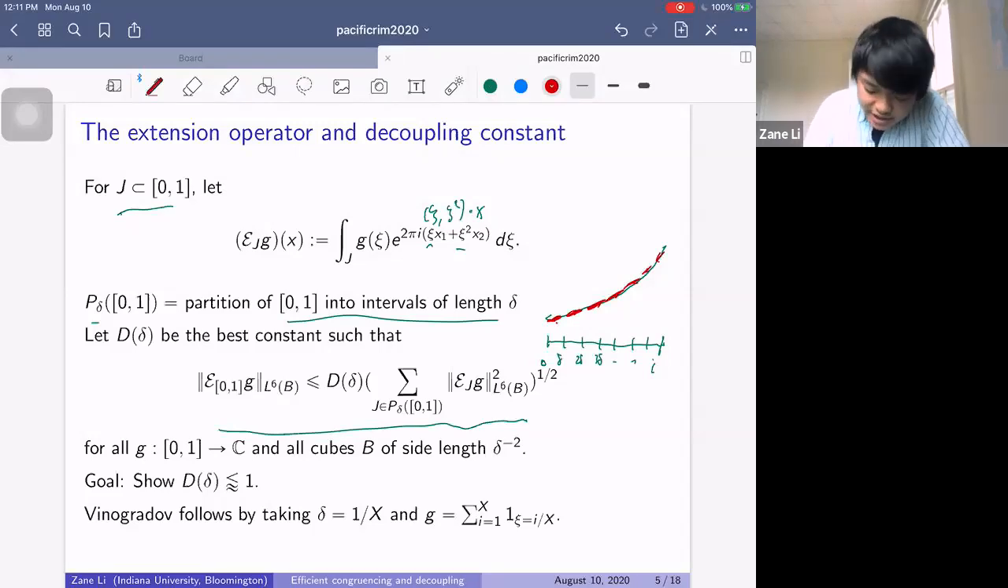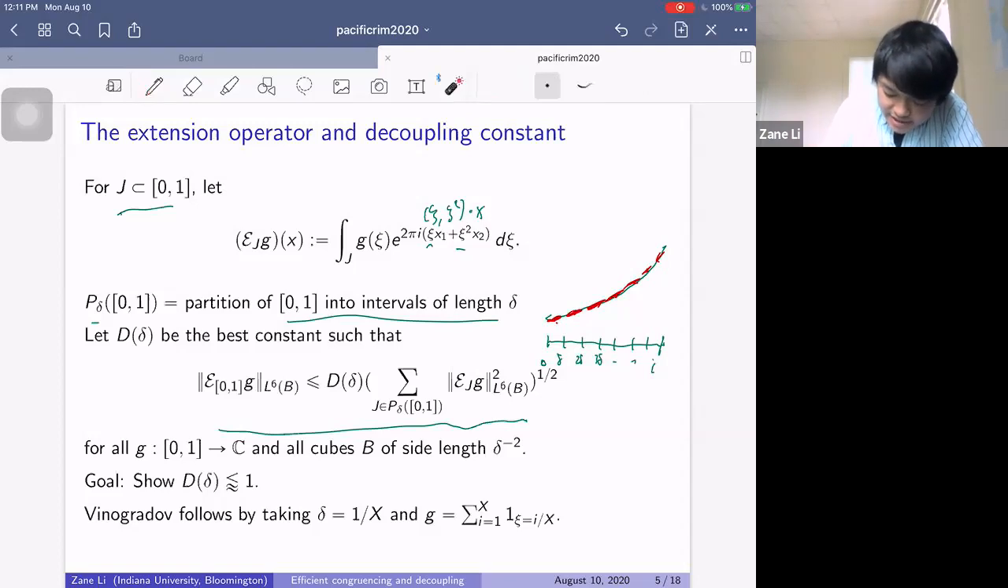Okay, so D of delta measures how much it costs to break up the extension operator over 0, 1 into these individual pieces of size delta, in L2 measured in L6.